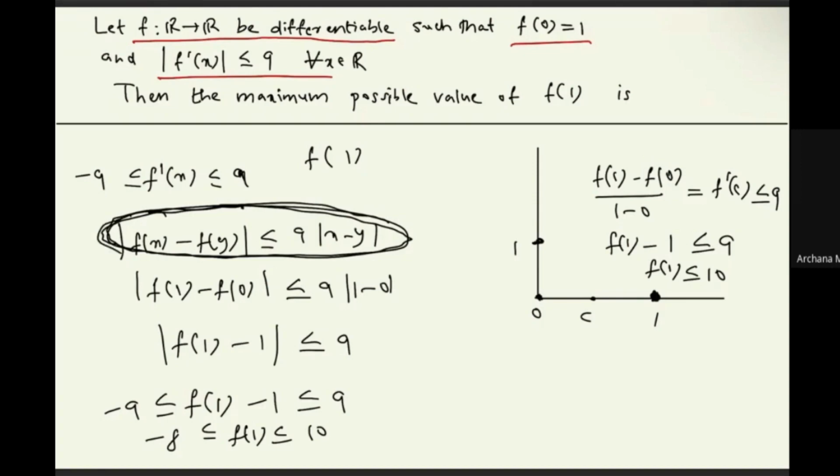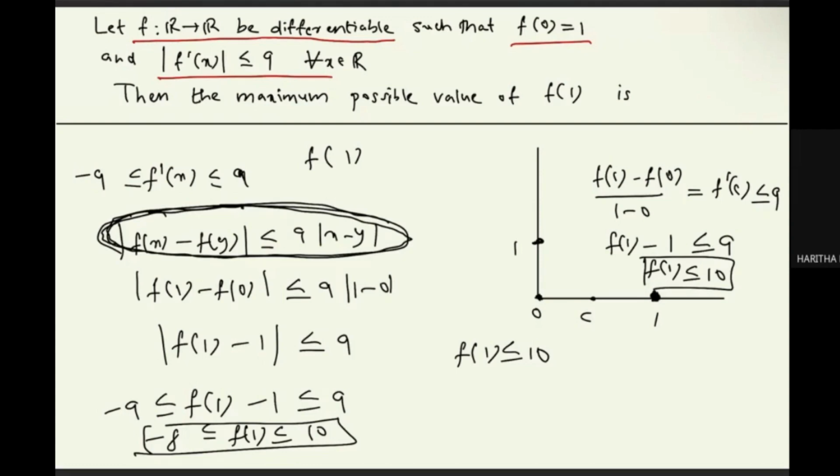So this inequality too. What we got is this or this. We only need the maximum possible value, so we don't need the left hand side inequality. So what we got is f of 1 less than or equal to 10. So what will be the answer to the problem? 10.